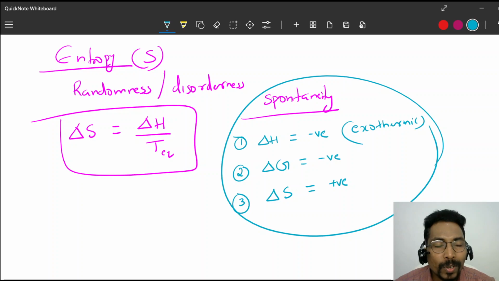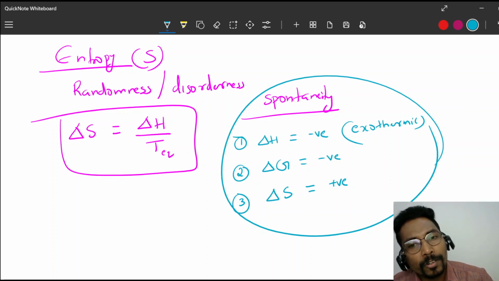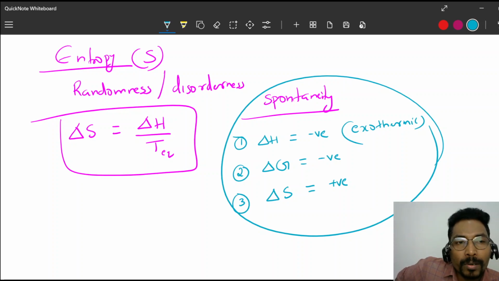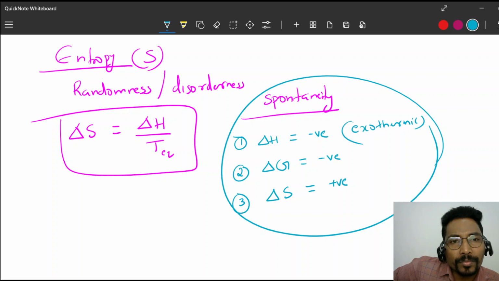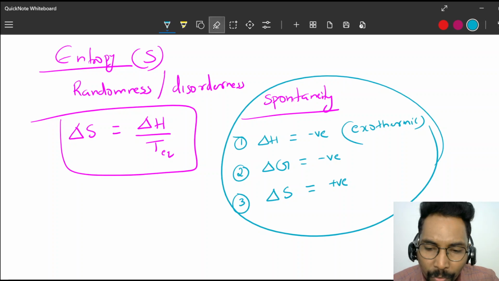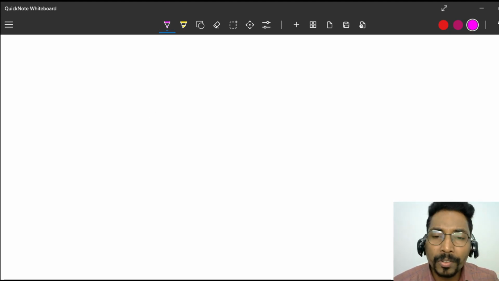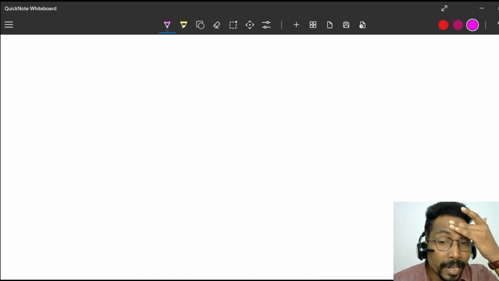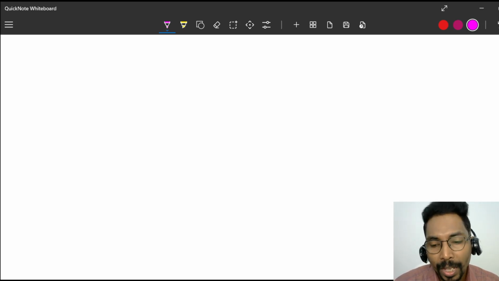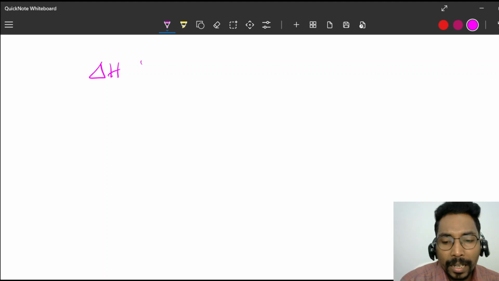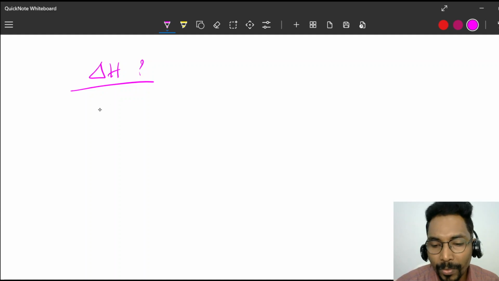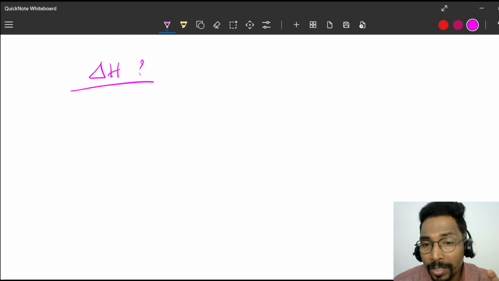So I think we discussed almost all the expressions: entropy, enthalpy, Gibbs energy, work done, then enthalpy change calculations. Now I will give you one more important idea regarding delta H calculation. Many questions will be there to calculate enthalpy change in different ways. For calculating delta H of a reaction, you can follow this particular technique.